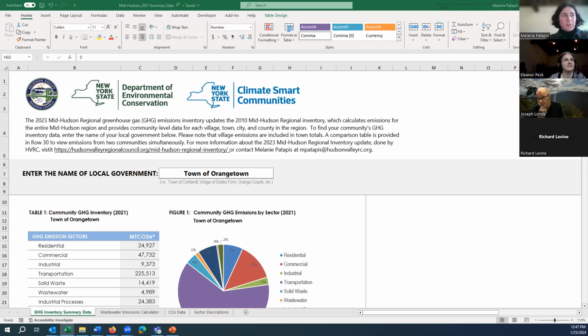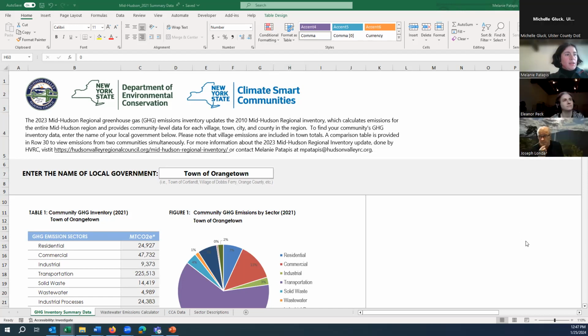Yes, so every municipality's 2020 census data, as well as utility energy registry data, was already pulled. So all of the data that's in here is pulling from 2022 utility UER data and 2020 census data. So that's already been updated.